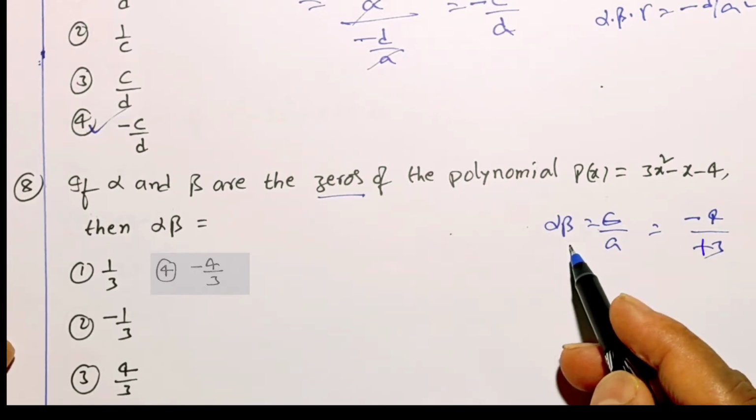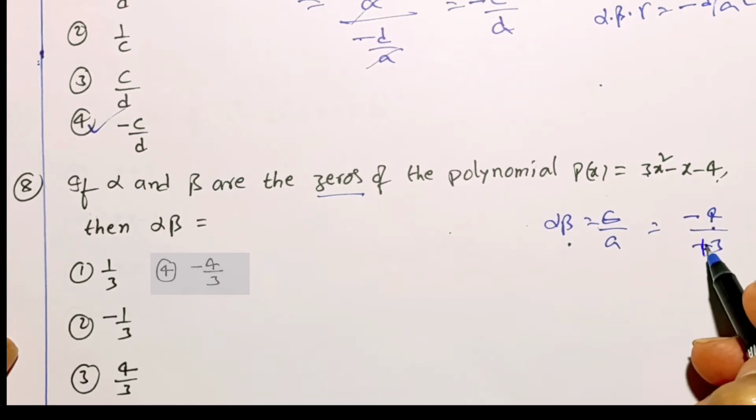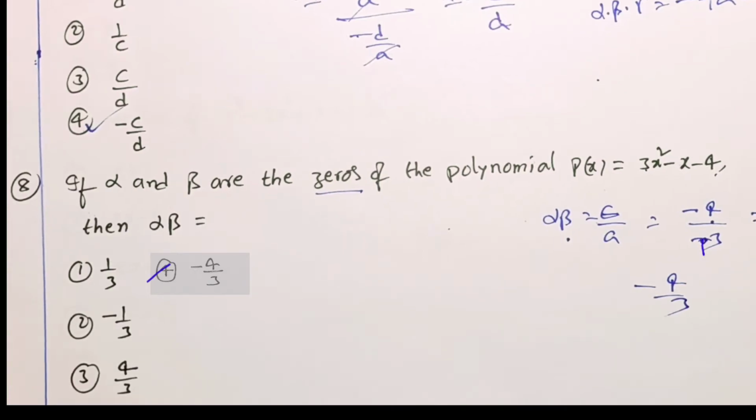Product of the roots alpha beta is equal to c by a. C is minus 4, a is what? 3. So answer is minus 4 by 3. Option 4 is the right answer.